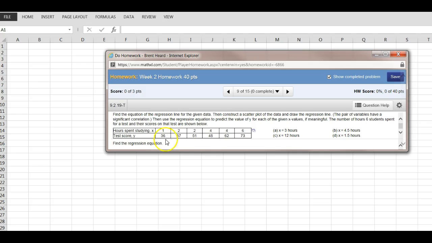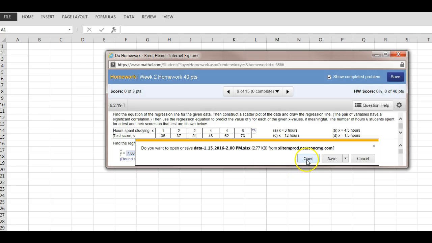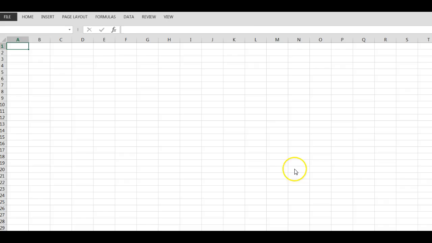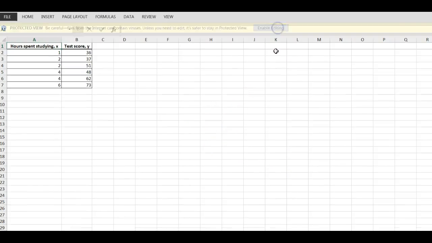The first thing I would do here is go in here, the little window says click to copy table. I would click that and say open. Let's see if it'll let me open in Excel right there. Open in Excel. Say open. You may not have that. This is just on my computer.